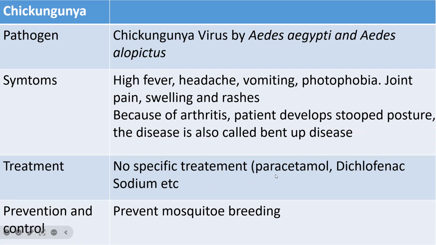The doctors will give you paracetamol, diclofenac sodium. Prevention and control is to prevent mosquito breeding. Now you all know how to prevent mosquito breeding. So if they ask a question how to prevent mosquito breeding or how to control this disease: don't allow water to get stagnated. Dispose of your waste properly, tires, coconut shells. Don't allow water to get collected in any buckets. Keep the buckets covered. Sleep with a mosquito net, apply mosquito gel, apply used oil.